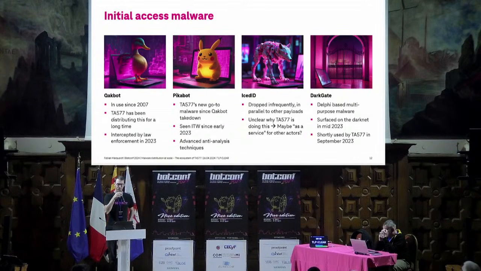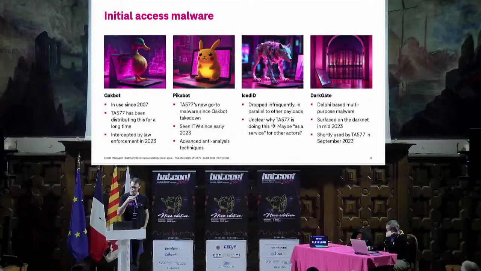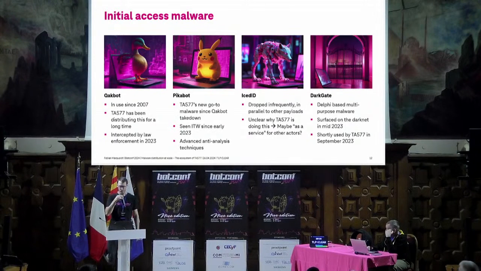Occasionally, TA577 has dropped IcedID as well via the same channels as the other payloads that they use. We don't have a good explanation why they're doing this, why they require this other malware. Our working theory is that maybe they are doing this as a service model, like renting out their distribution infrastructure to some other actor to distribute IcedID. Would love to hear maybe some theories that you have about this. So if you have a good idea or even some proof, like some overlap in infrastructure, then please get in touch.